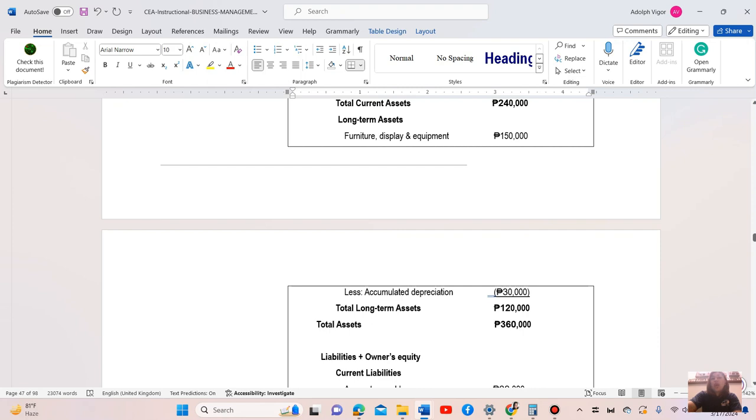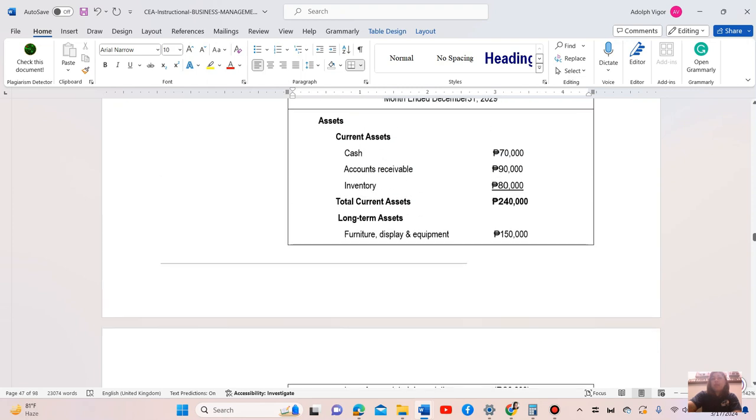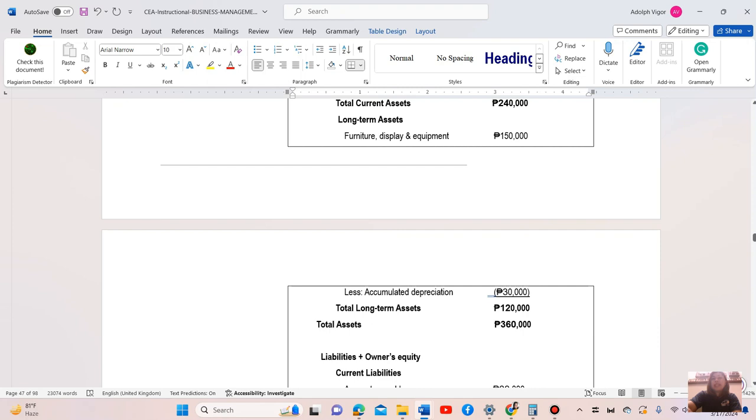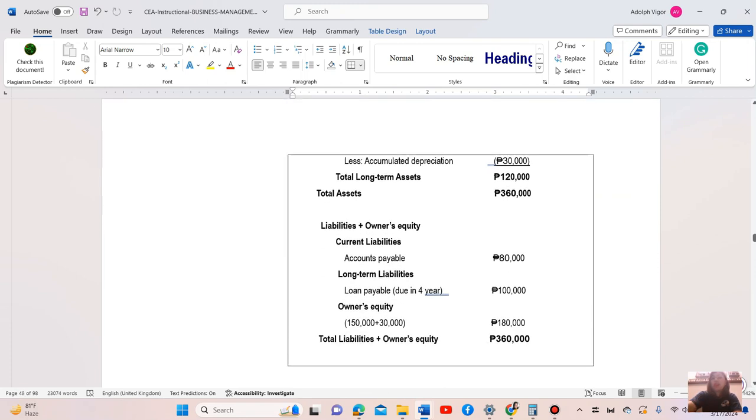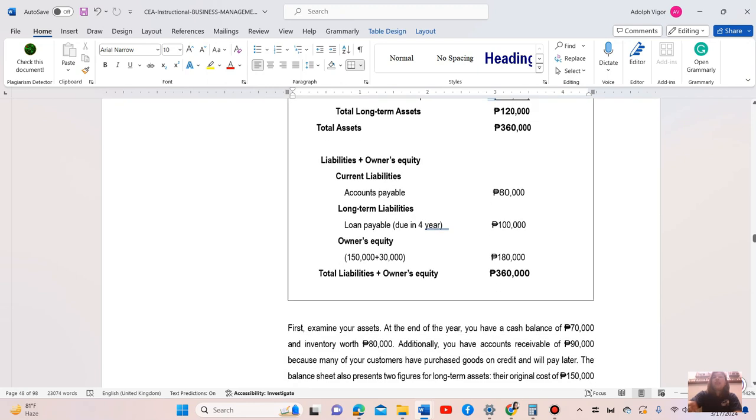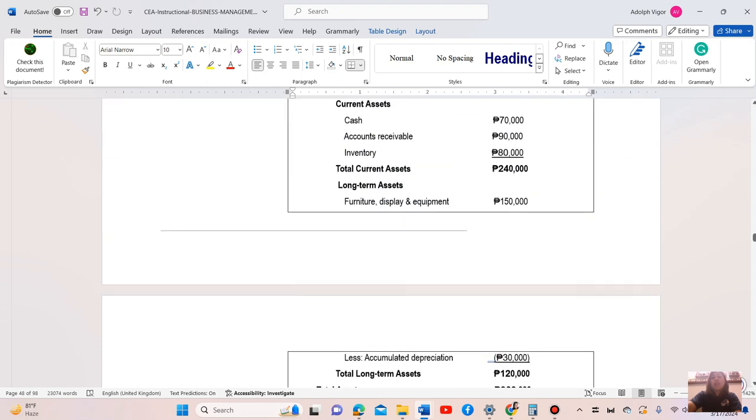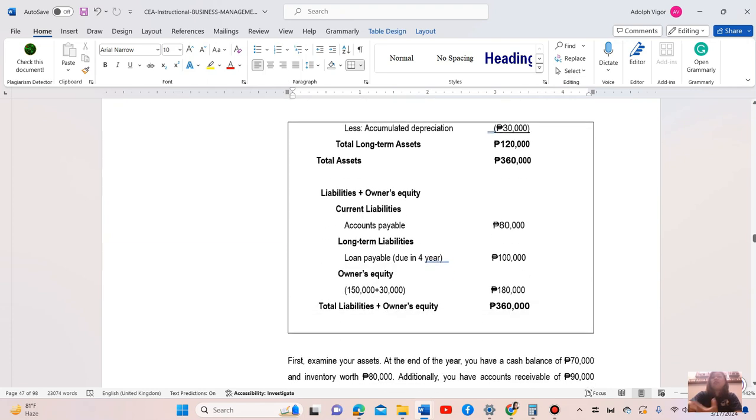Your total assets now would be 360,000. You add the total current assets and your long-term assets, amounted to 360,000. So your liabilities and owner's equity, current liabilities, because you have accounts payable of 80,000 because giutang ra nimo ang imong inventory na 80,000 dire. For example lang na ha, you have payable no sa imong supplier 80,000.